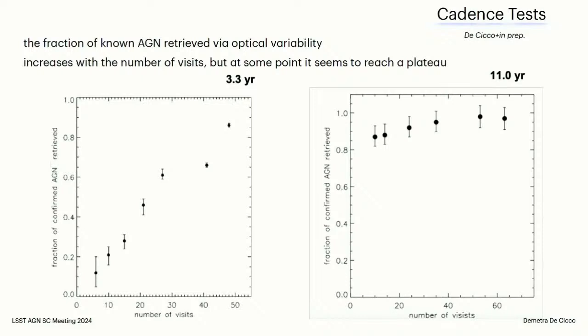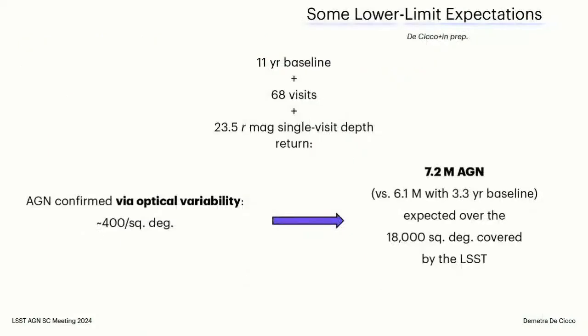And this is because AGN have a randomized type of variability. So basically, they have enough time to jump above your threshold, even though you don't have that dense sampling. Something important to keep in mind in view of what we will want to do with LSST. Based on the variability alone, we are able to find approximately 400 AGN per square degree, which translates to 7.2 million AGN expected over the 18,000 square degrees that the LSST will cover.